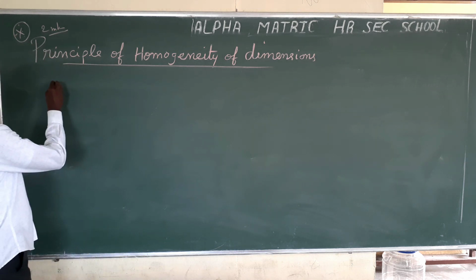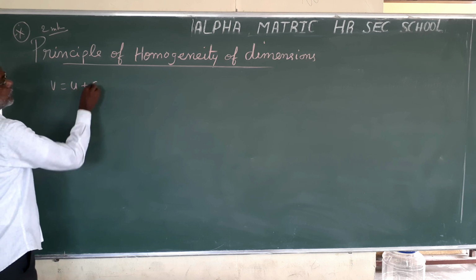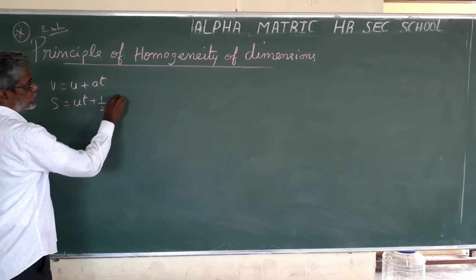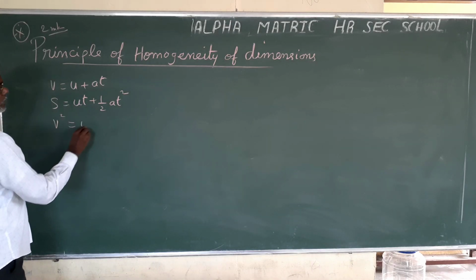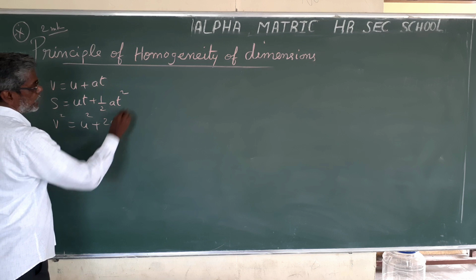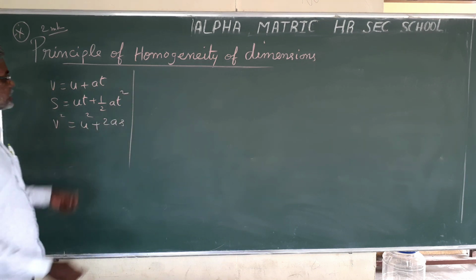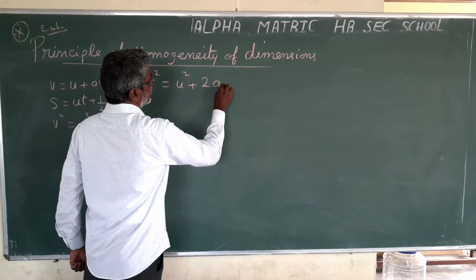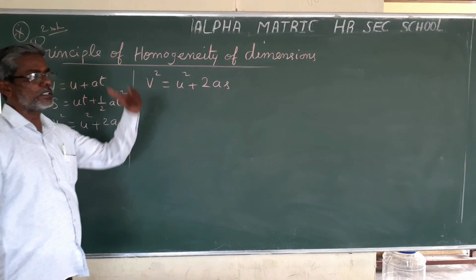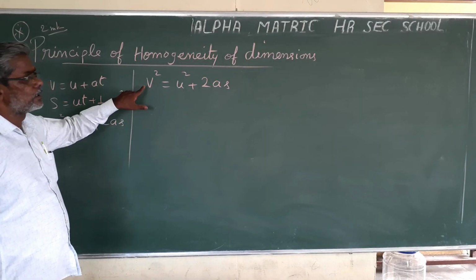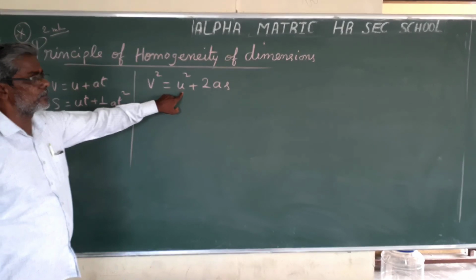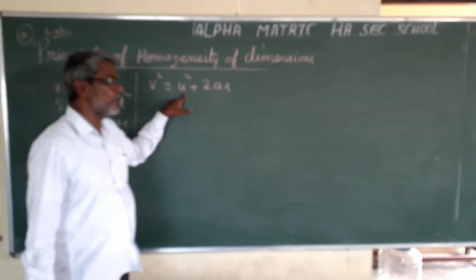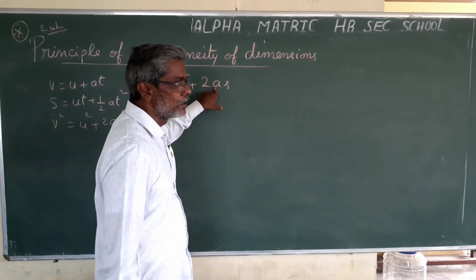So we know the equations of motion: v equal to u plus at, s is equal to ut plus half at square, v square equal to u square plus 2as. Now I will consider one equation, v square equal to u square plus 2as. This is one physical expression. Now write the dimension for each term: for v square, for u square, and for 2as you write the dimensional formula.